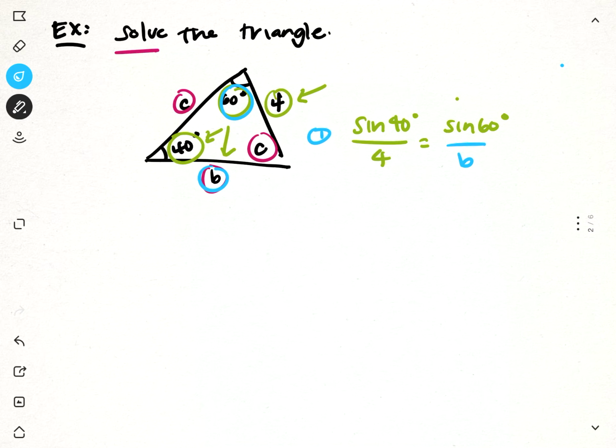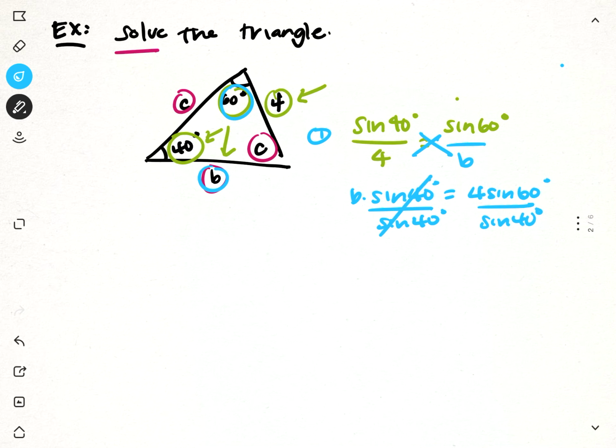When we have a proportion like this, we're going to cross multiply. So B times sine 40 is equal to 4 sine 60. Then in order for us to find B, we're just going to do a little algebra. I'm going to divide by sine 40 so that we can cancel it out. And then we know what B is.